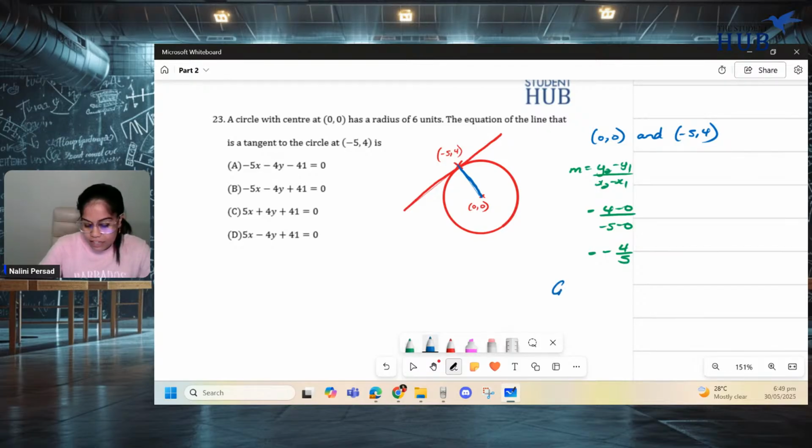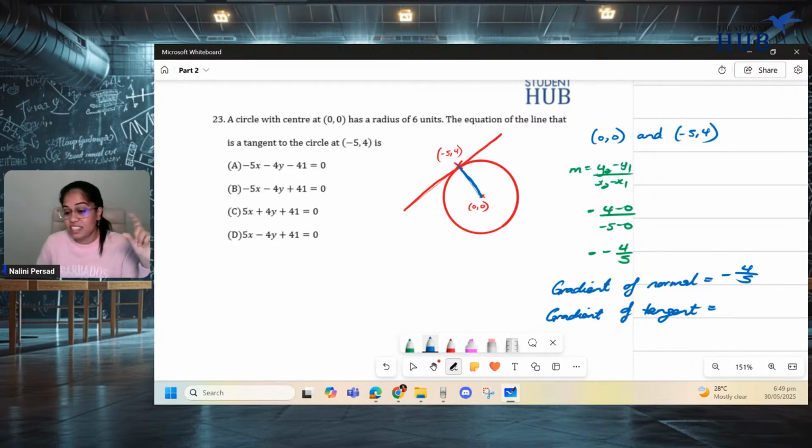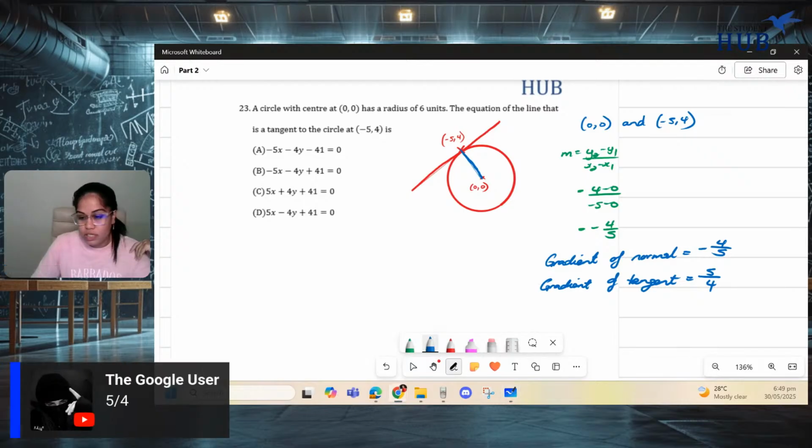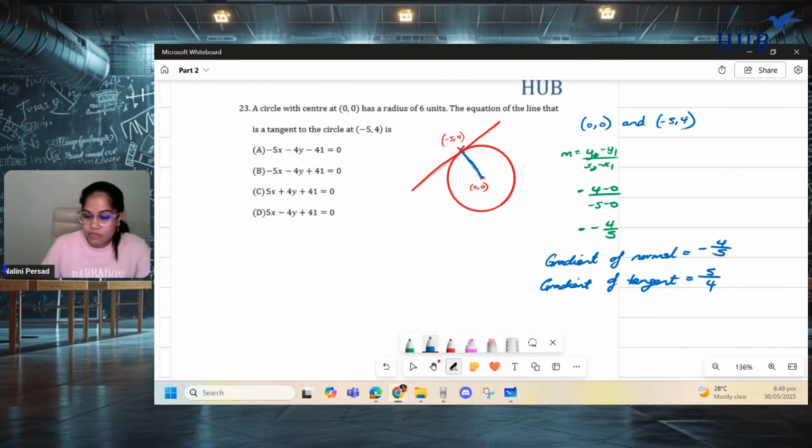So everyone, if my gradient of the normal is negative 4/5, what's the gradient of the tangent? The theory is that the gradients are negative reciprocals of each other. Or in other words, if you were to multiply them, you're going to get negative 1. Very nice. It's 5/4. This one is already negative, so the reciprocal is 5/4. Seeing the chat is lighting up with 5/4.